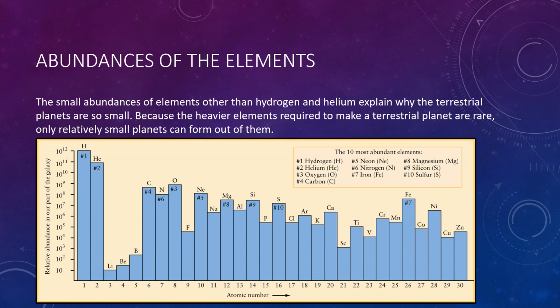Anyway, so these small cosmic abundances of elements other than hydrogen and helium help to explain why the terrestrial planets are so small. Because the heavier elements required to make these terrestrial planets are rare, only relatively small planets can form out of them. By contrast, however, hydrogen and helium are so abundant that it was possible for these elements to form the larger Jovian planets.